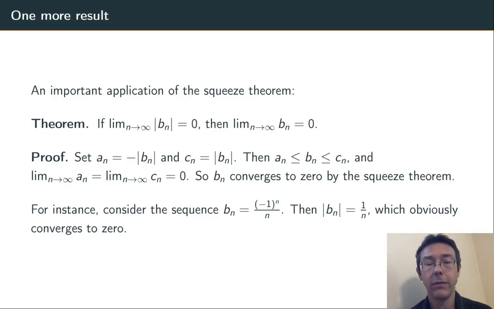One quick application of that, so the sequence b_n equals -1 to the n over n. The absolute value of b_n is 1 over n, which obviously goes to 0. So this sequence b_n is also going to converge to 0.